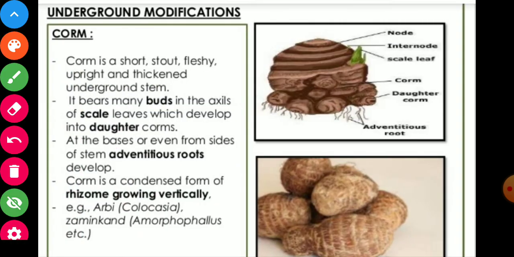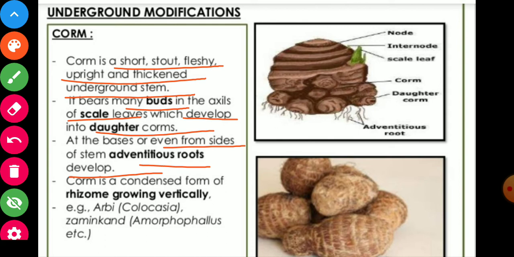Corm. Underground modification, it is also an underground modified stem. Corm is a short, stout, fleshy, upright, and thickened underground stem. It bears buds and scales, which develop into daughter corms. It bears eyes from the sides of the stem. Adventitious roots develop from them. Corm is a condensed form of rhizome growing vertically, like Arvi, Colocasia, Jamaican.